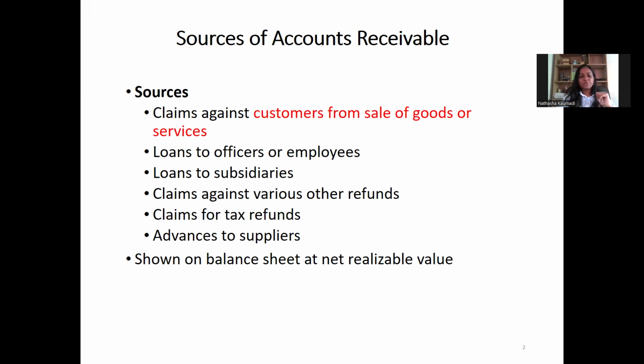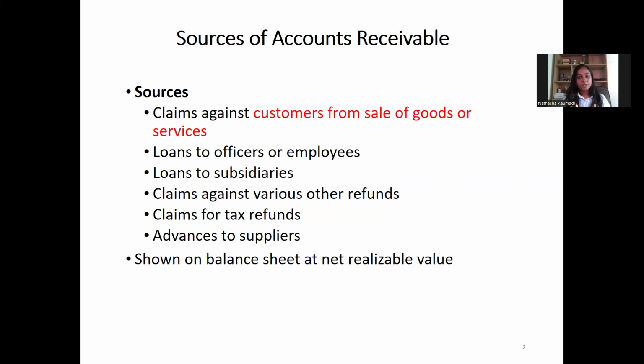First of all, sources of accounts receivable. You need to know this one. What are the sources of accounts receivable? If you take the statement of financial position, under non-current assets and current assets, you have separate line items. Just imagine a statement of financial position. Coming under current assets, you have accounts receivable, balances that should be received by the company. There can be different accounts receivable of different natures in this line item.